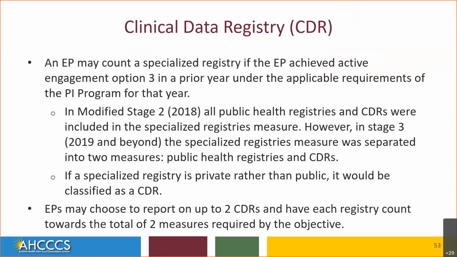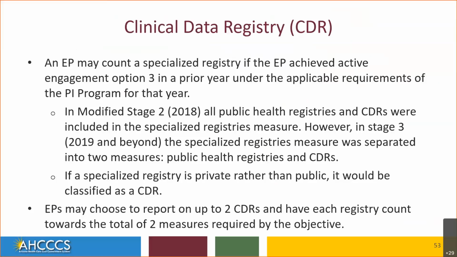An EP may count a specialized registry if the EP achieved active engagement option 3 in a prior year under the applicable requirements of the PI program for that year. As discussed briefly earlier in the presentation, in modified stage 2, which was in 2018 and prior, all public health registries and clinical data registries were included in the specialized registries measure. However, in stage 3, in program year 2019 and beyond, the specialized registries measure was separated into 2 measures, the public health registry and then this measure, which is the clinical data registry that we're talking about.